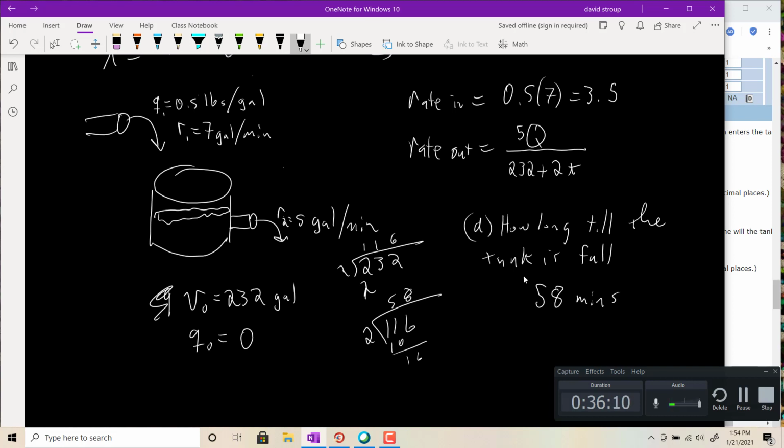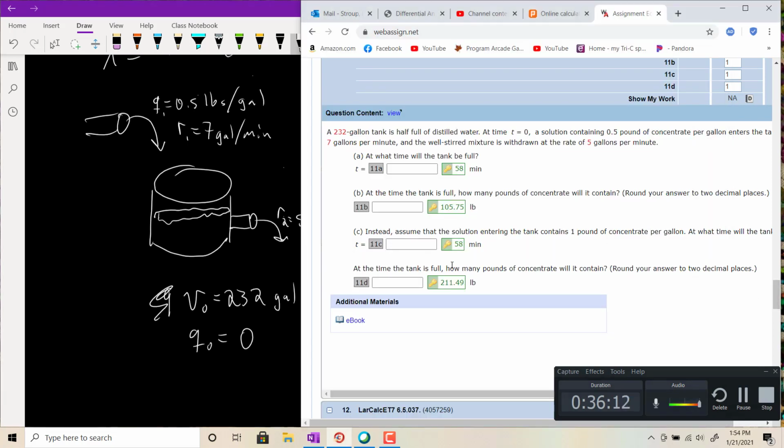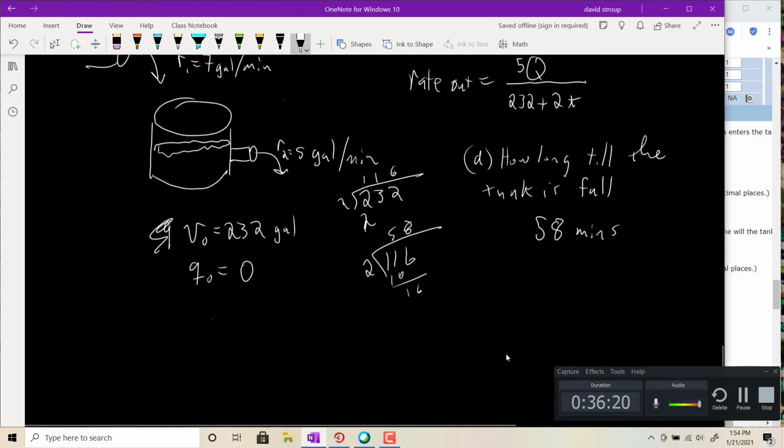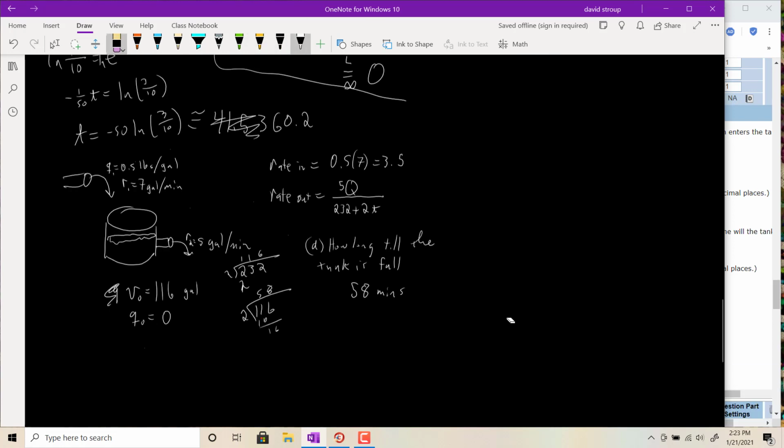Okay. So no calculus there. At the time the tank is full, how many pounds of concentrate will it contain? In order to pull that off, I'm going to need the formula for Q. So for part B, I'm going to have to work with my differential equation and solve it, right? Anyways, there's a bit of a mistake right here. The initial V sub 0 is 116, not 232, because it's half full, so it's 116 here.